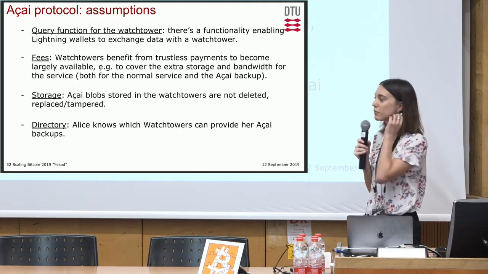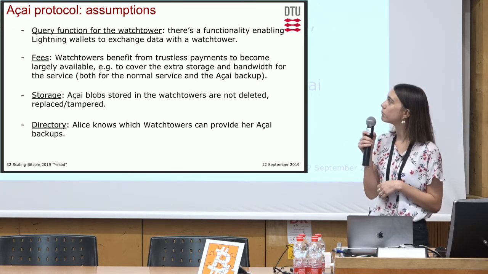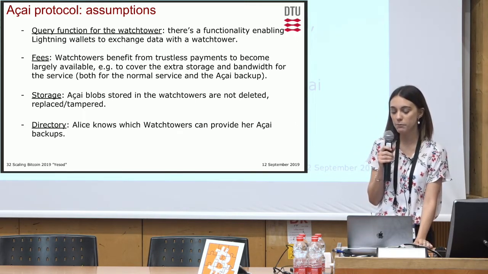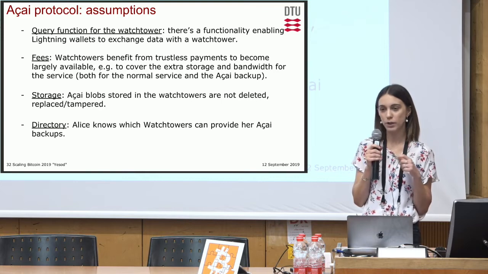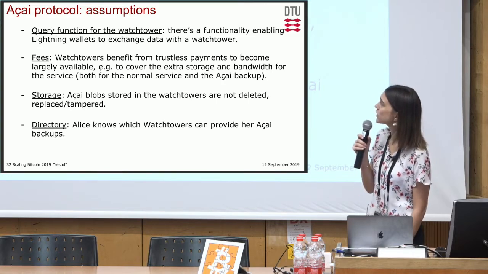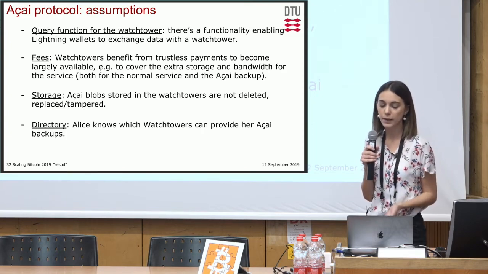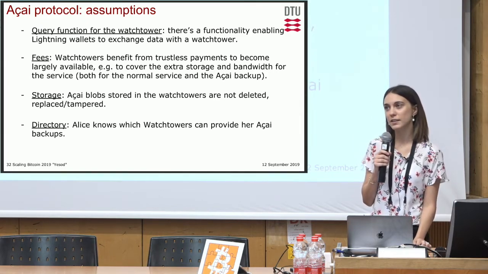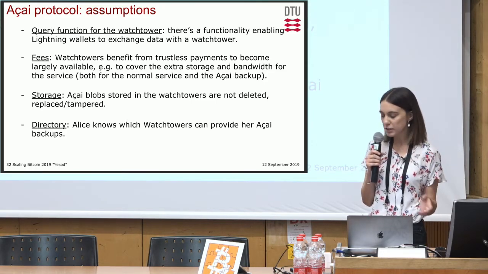I think that most of you have noticed that to achieve this solution, I had to make some assumptions. For example, the query function for the watchtowers. In fact, right now there is no way to exchange data between a watchtower and the Lightning Network. Fees: the watchtowers need a fee payment system to make this service widely available. And then also their storage. In fact, I didn't consider the case in which the blobs are, for example, substituted or deleted.